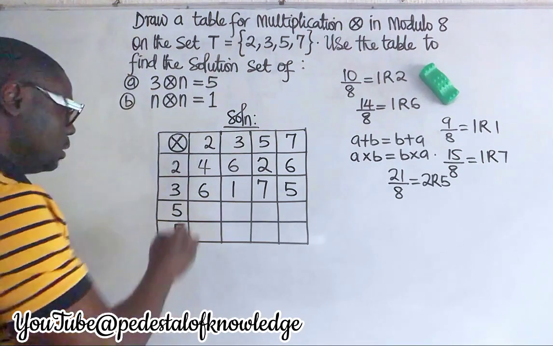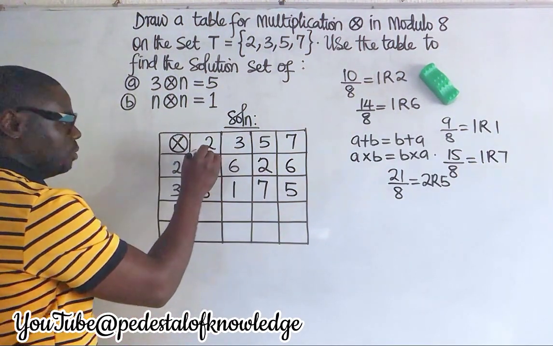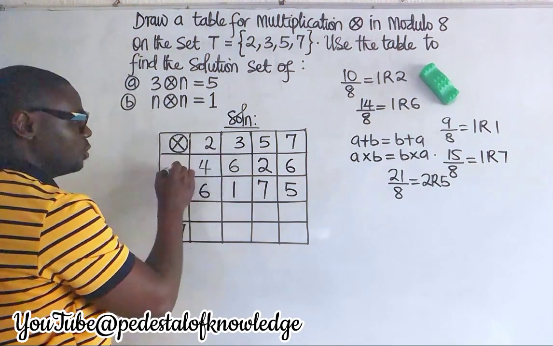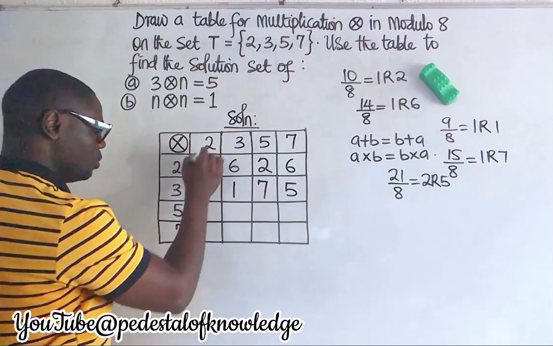Alright, let's look at this row. Now 5 times 2, remember, will give us the same thing as 2 times 5. And 2 times 5 gave us 2. Therefore 5 times 2 will give us 2.